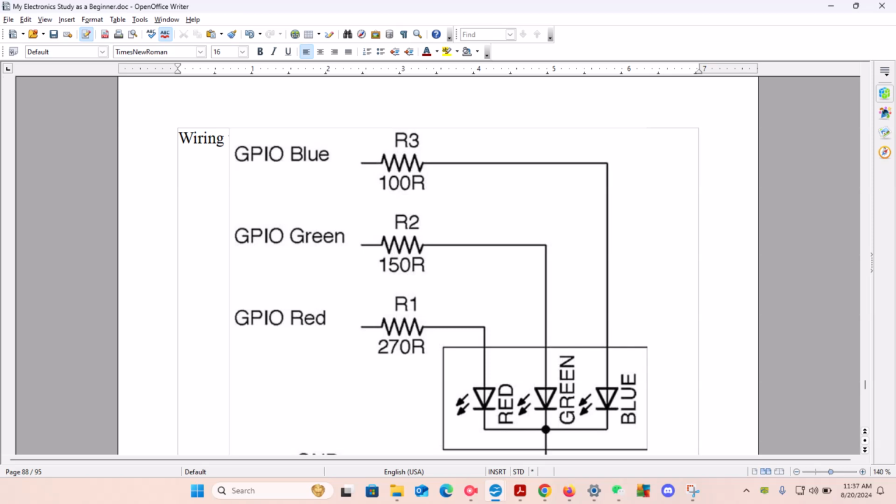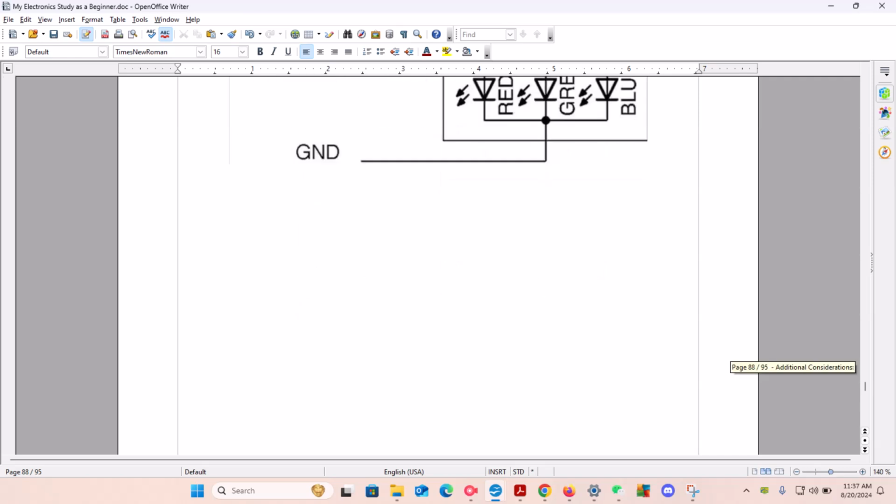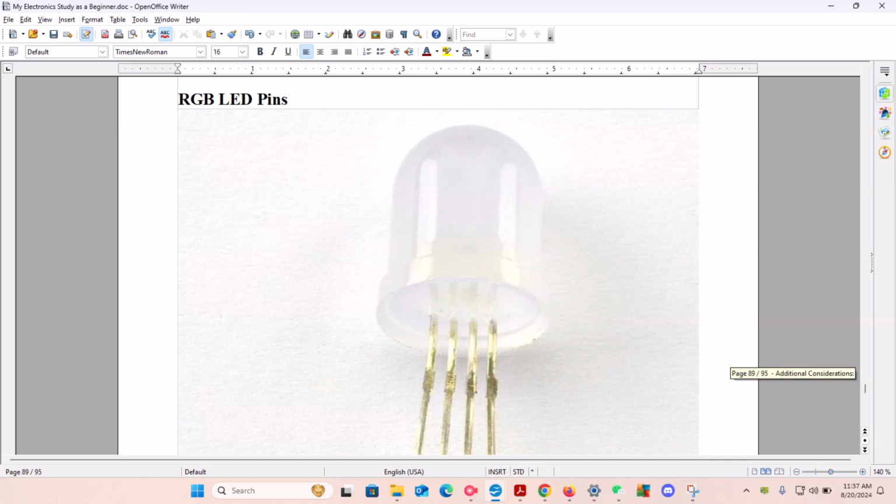going directly to their respective diode, meaning GPIO red goes to diode red, GPIO green goes to diode green, and GPIO blue goes to diode blue. All three of them are going in a direction because that's what a diode does, it forces the direction of the current flow going to ground.